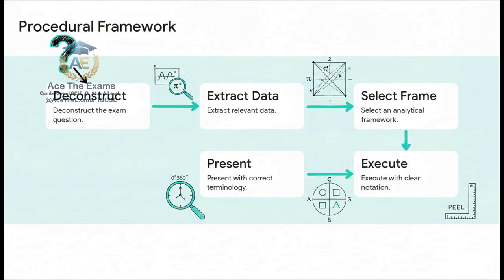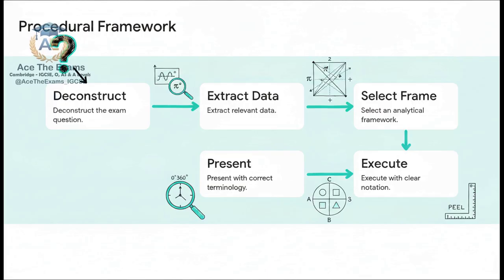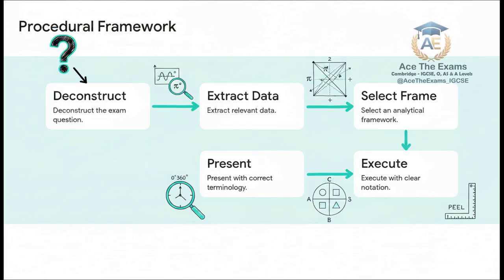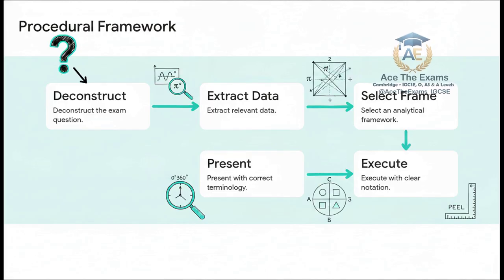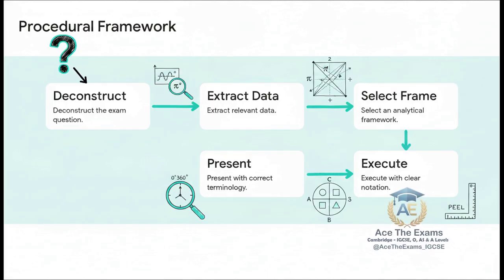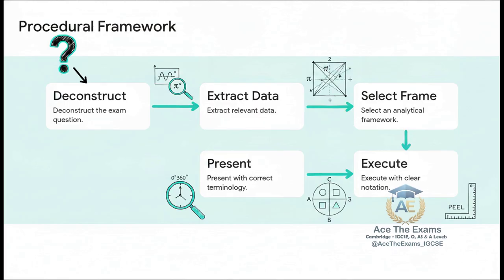Step 3, select the analytical framework. Do you see squared terms in the equation? Immediately prime those secant squared or cosecant squared identities we talked about. Step 4, execute with clear notation. State the identity, substitute it in, and link it clearly to the next line. Step 5, present with correct terminology. Ensure your angles are in the required format. Exact values like pi over 3 or the specifically requested decimal places. If you miss the decimal place requirement, you drop a mark at the finish line, and we cannot afford that.